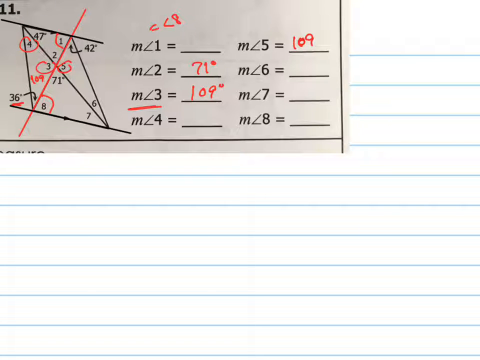And you can also do the same thing with a different transversal if you draw it this way. So you can see now that 4, you see how, 47 has to be equal to 7. So 7 is 47. And by that method, you can go around and find all the different angles.